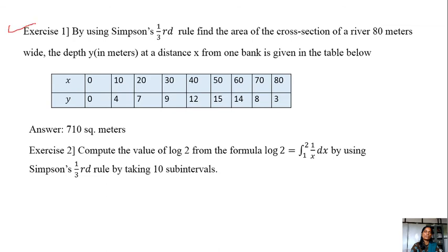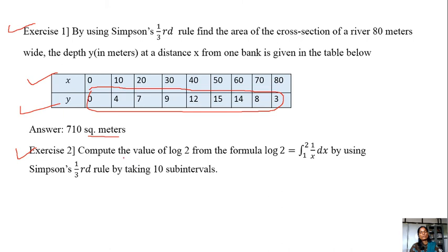Now I have given you two exercises for practice. In this exercise, the data is given directly, and just write down the Simpson one-third formula and put all these yi's in that formula, simplify, and you will get the answer. Now we have asked the area of the region, and therefore the unit is square meter, so the answer is 710 square meter.